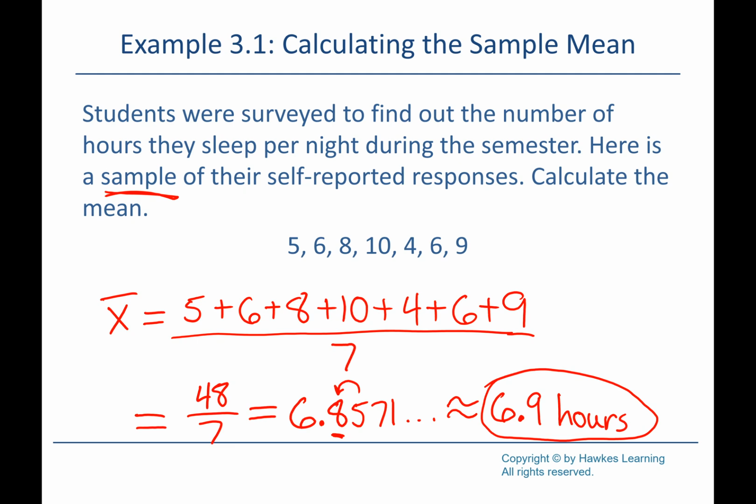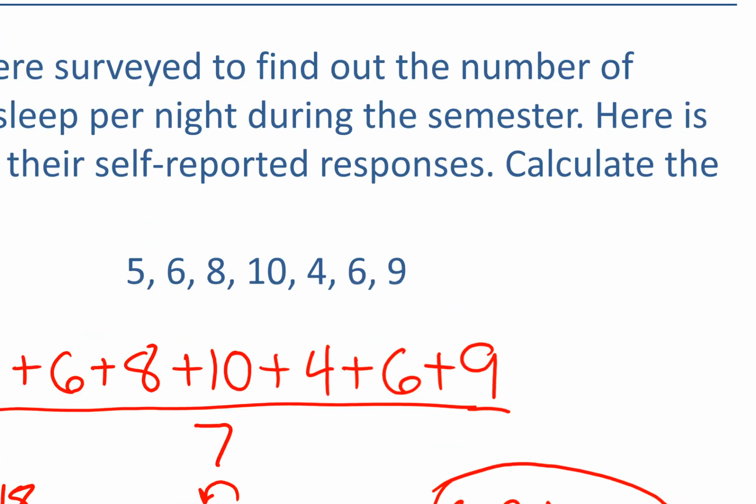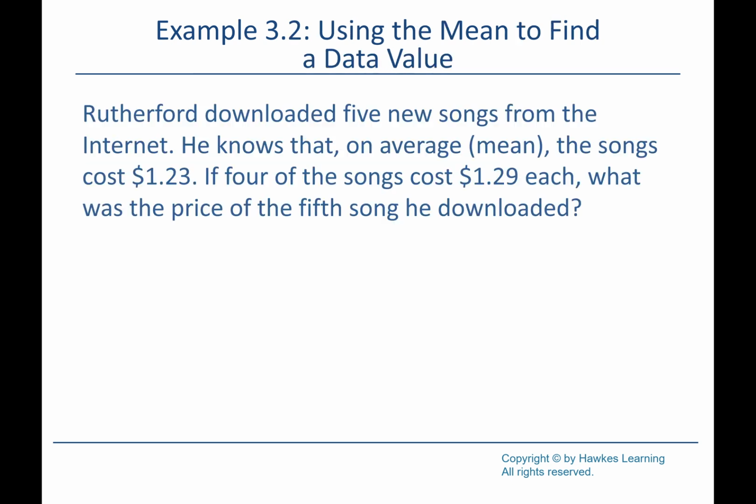All right, let's look at another way we can use this mean formula. Sorry about that. Sometimes I accidentally zoom instead of swiping. Okay. Let's look at this problem. It says Rutherford downloaded 5 new songs from the internet. He knows that on average, the mean, the songs cost $1.23. If 4 of the songs cost $1.29 each, what was the price of the 5th song he downloaded?